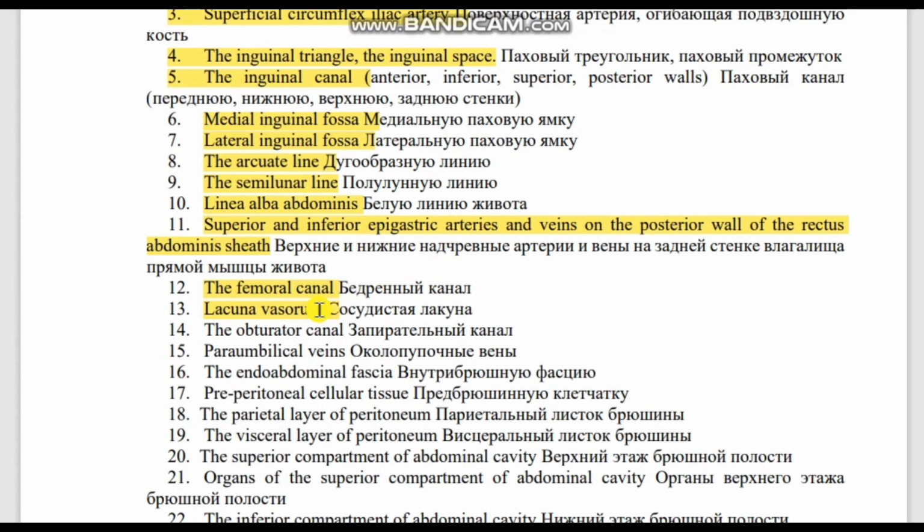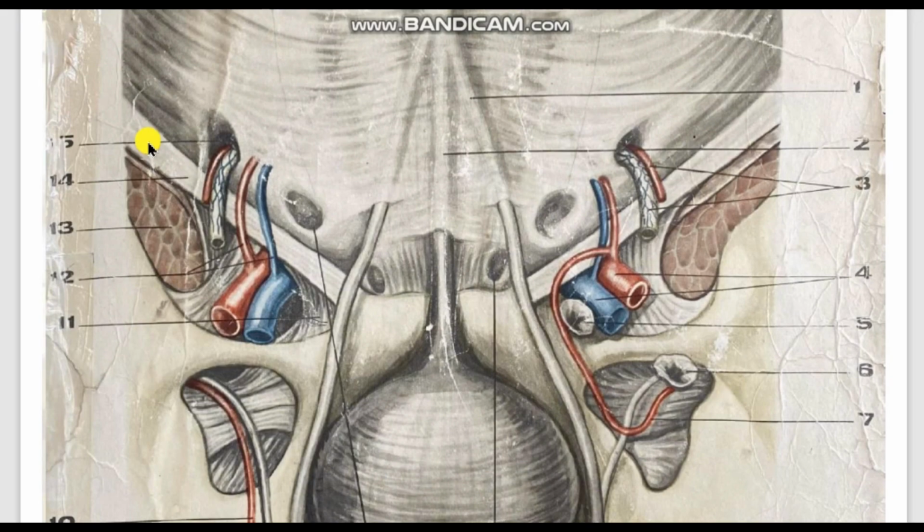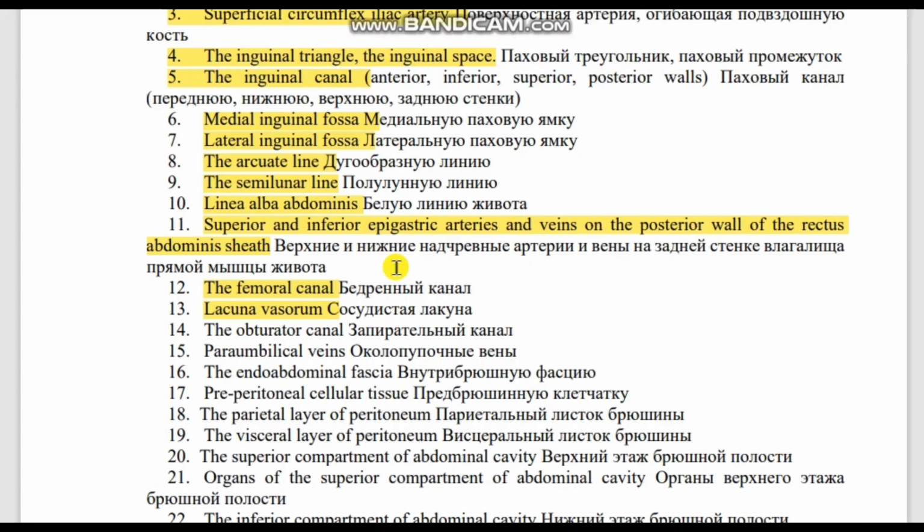Let's see the lacuna vasorum. What is it? It's shown here. This is the lacuna vasorum, this space. It's a compartment beneath the inguinal ligament. This is the inguinal ligament, which allows passage of the femoral vessels, lymph vessels, and lymph nodes. Here you can see all the vessels passing through the lacuna vasorum. Next we have the obturator canal.